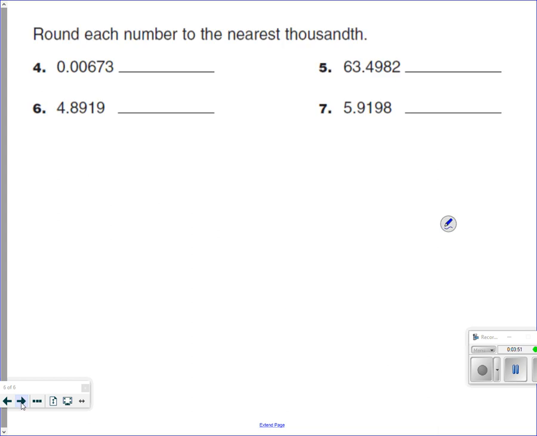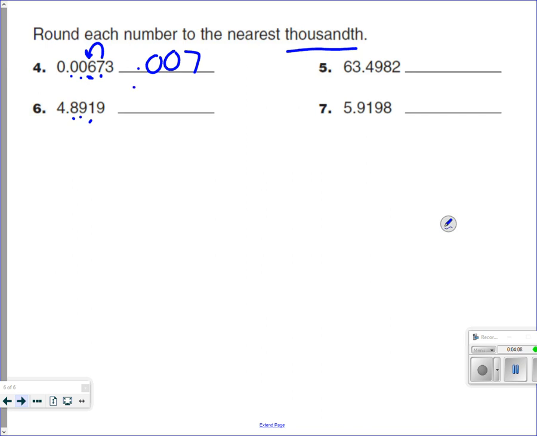Practice. What do we have going on here today? Round each number to the nearest thousandth. So we have tenths, hundredths, thousandths. That 7 is going to make this 6 round up to be 0.007. Tenths, hundredths, thousandths. This 1 is going to leave that 9 alone.